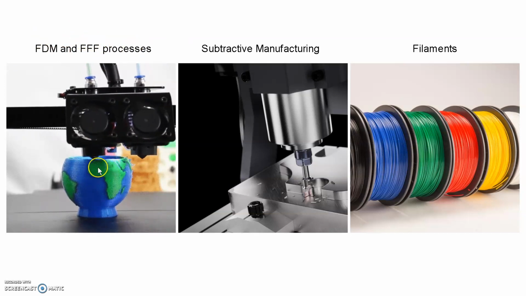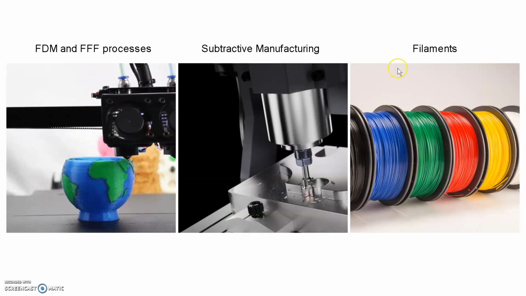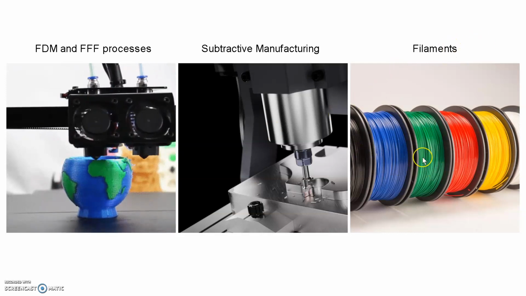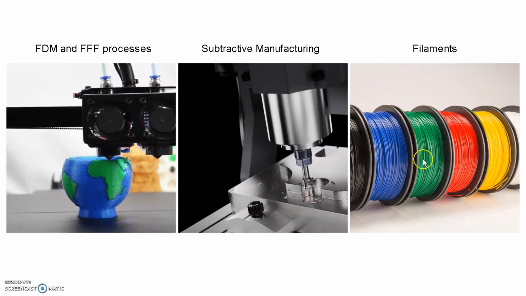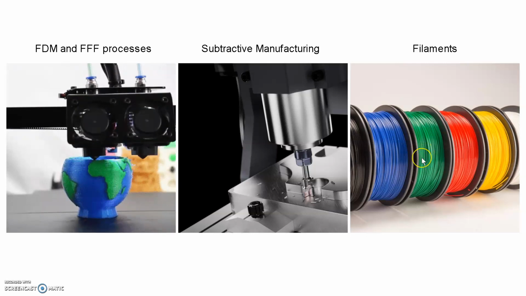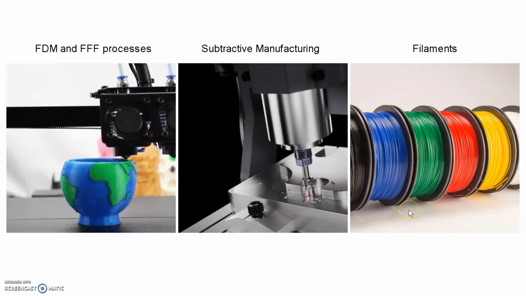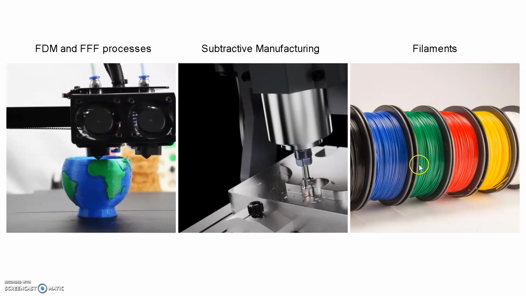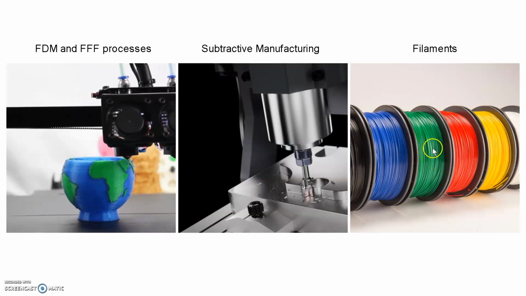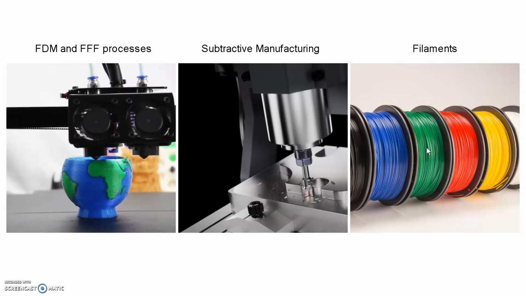The most common material used for these processes is filaments. There are two of them. One's called ABS filament and the other PLA. The only difference is that ABS is oil-based, and I believe PLA is biodegradable, so eco-friendly.